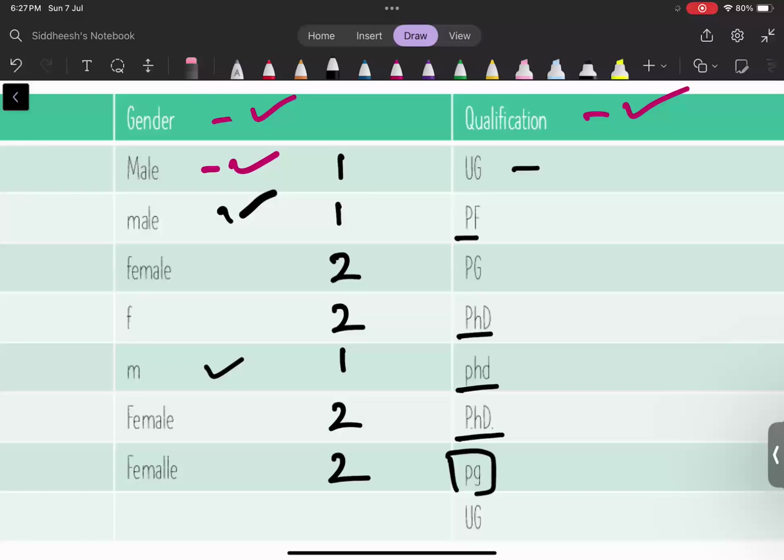Correct. So what we can do is code UG as one, PG as two, and PhD as three. Automatically we will make fewer mistakes. That's why I prefer to put numbers, not the capital M or small f, because the number pattern will not change. Your number will always be a number. Two will always be two. There is not even a small two or a capital two.